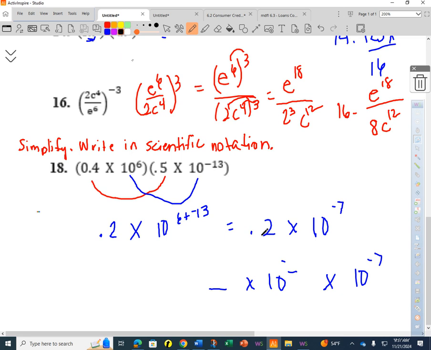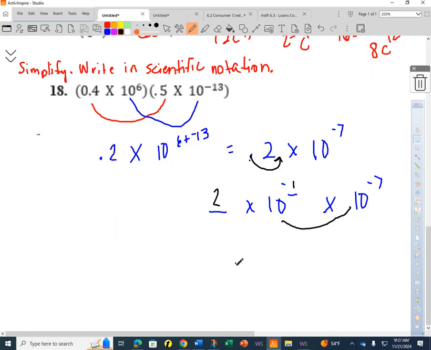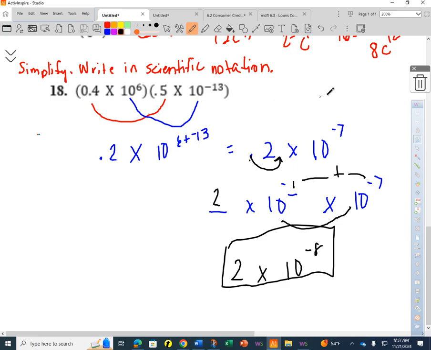Now, I go to wherever the decimal point is in this number, and I move it until I have a number that's between 1 and 10. Is 2 between 1 and 10? Yeah. If I move this one place, now I have 2.0, right? So that is 2, and I only move my decimal point one place. So now all I have to do is multiply my like bases again. My base is 10. So this is 2 times 10. What's the exponent on the 10 going to be? Negative 1 plus negative 7, right? Yes, negative 8. Any questions?